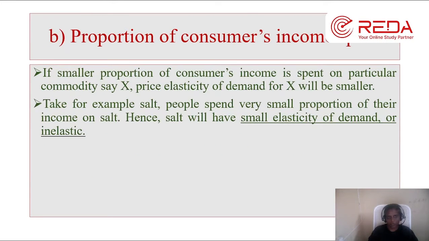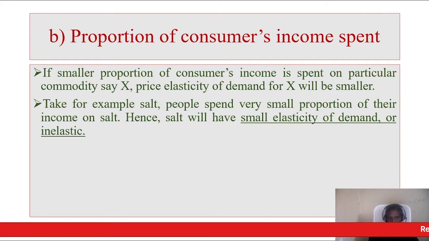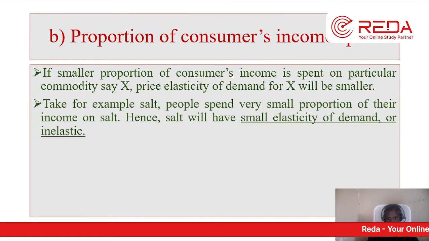The second one is proportion of consumer's income. Proportion of consumer's income is nothing but how much the consumer's income is, and how much they are spending on buying the commodity. The elasticity of demand depends upon that. If a consumer is spending a very small amount of money in purchasing a commodity, what will happen to the price elasticity of the demand? It will be very small.